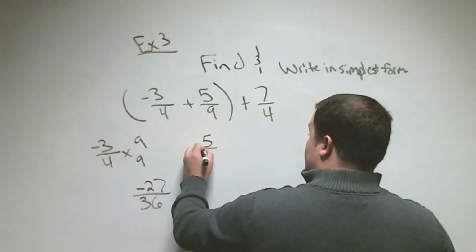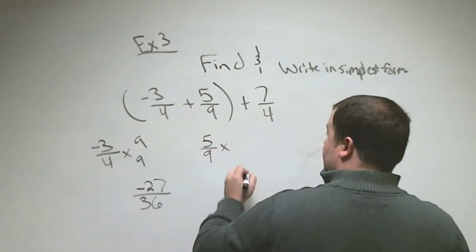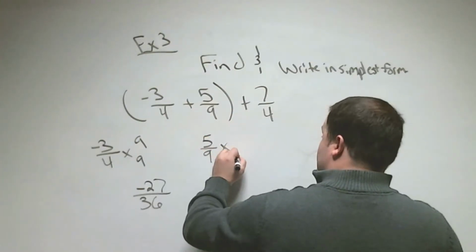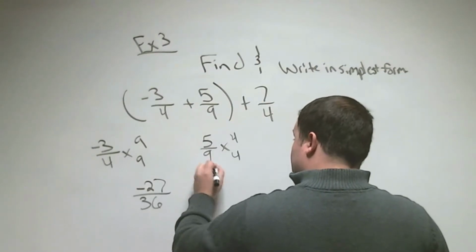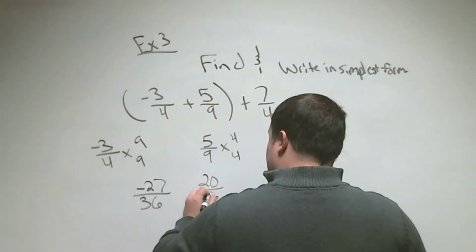I'm going to change 5/9 by multiplying this by 4, because 4 times 9 is what's going to change it to 36. 5 times 4, that's 20. 9 times 4, that's 36.